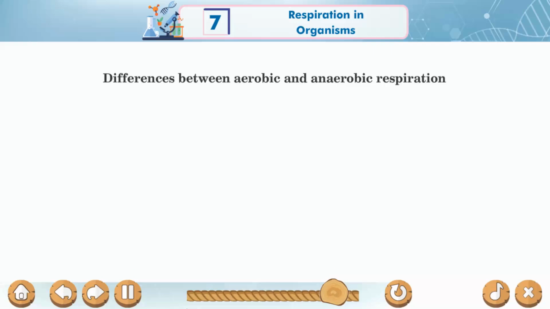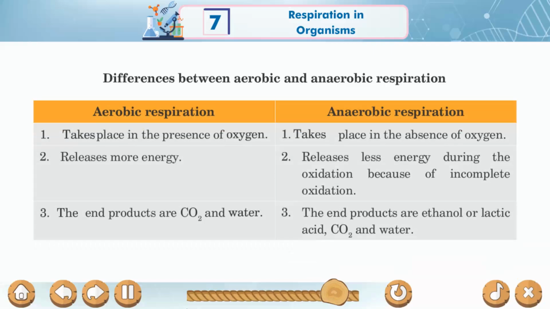Differences between aerobic and anaerobic respiration. Aerobic respiration: 1. Takes place in the presence of oxygen. 2. Releases more energy. 3. The end products are carbon dioxide and water. Anaerobic respiration: 1. Takes place in the absence of oxygen.